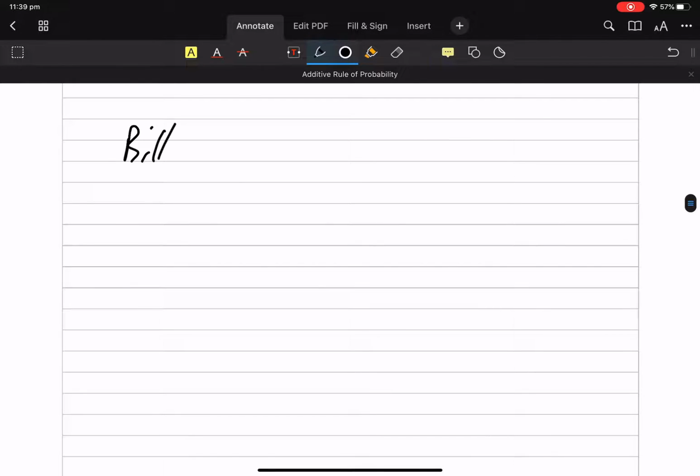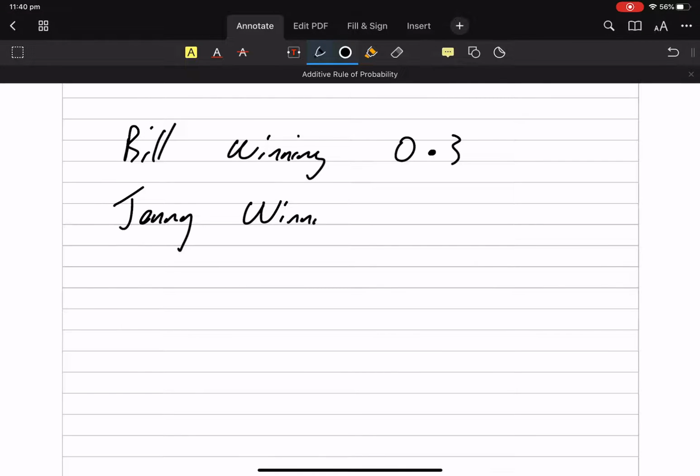Okay. Bill is in the race at school. He's in the cross country. His chance of winning is 0.3. Jenny, she's in the same race, and her chance of winning is 0.5. So they're front runners, aren't they, to win the race.